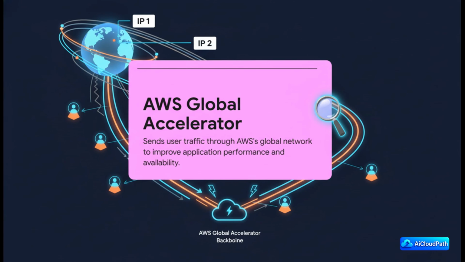Well, at its core, that's exactly what AWS Global Accelerator is built for. It's a networking service that literally pulls your users' traffic off the bumpy public internet and zips it onto Amazon's own private high-speed global network. And the goal is pretty simple, right? A much faster, way more reliable connection to your application.